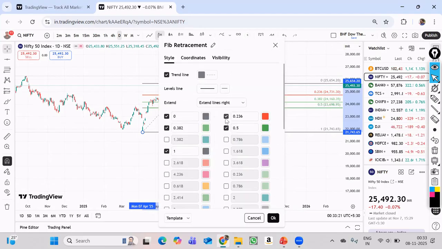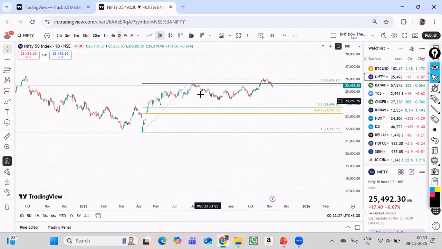Let me put this back on. Okay, so the price has never touched this zone. So if it comes to this zone, then definitely it is going to pick up a very good demand. I hope these things are clear until here.